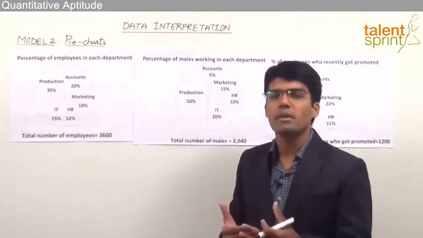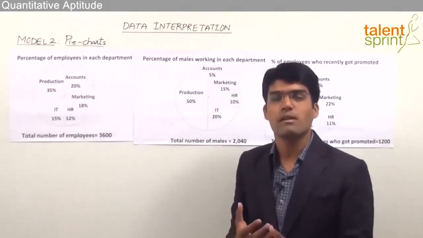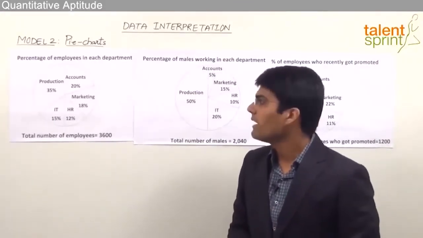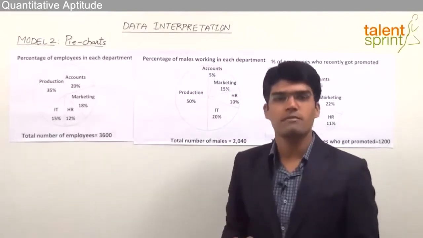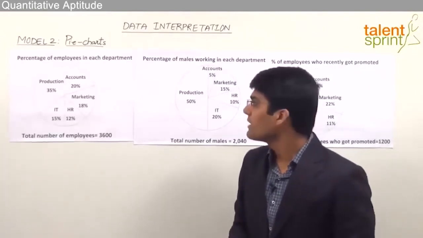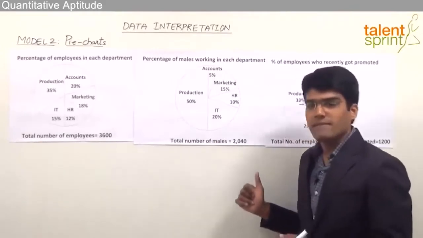So this way, comprehension from a pie chart is simple when compared to other types of graphs. And as you can see here, we can find out number of employees from each of the departments. Let us look at the second pie chart. What is the information given here?